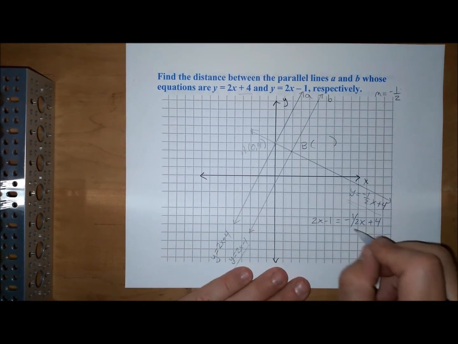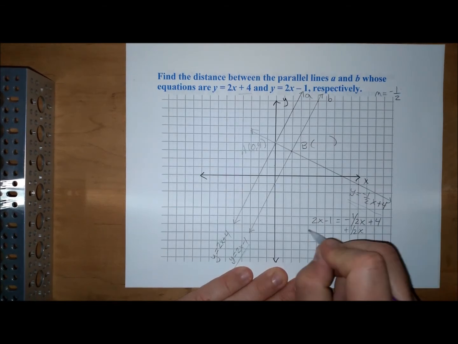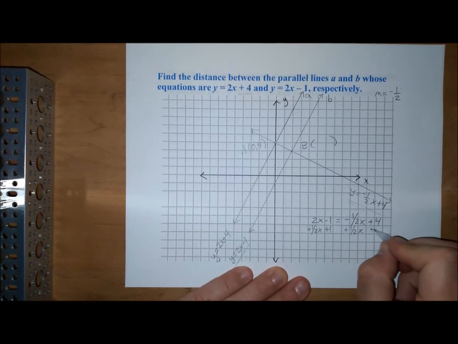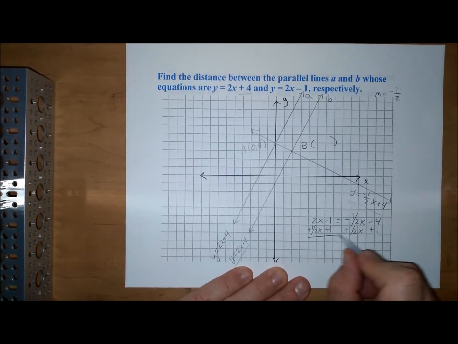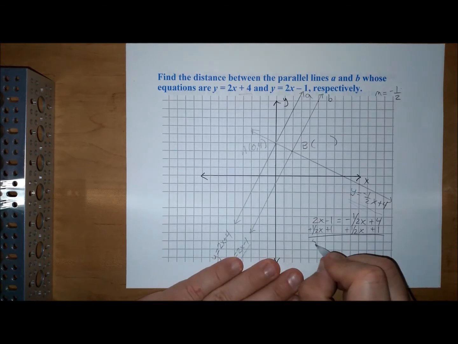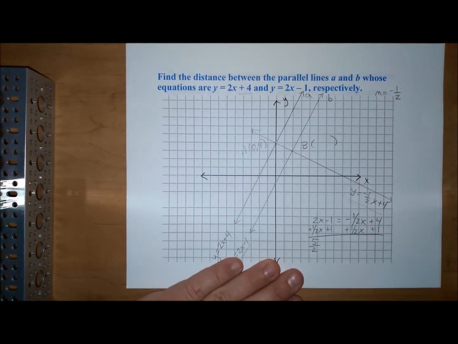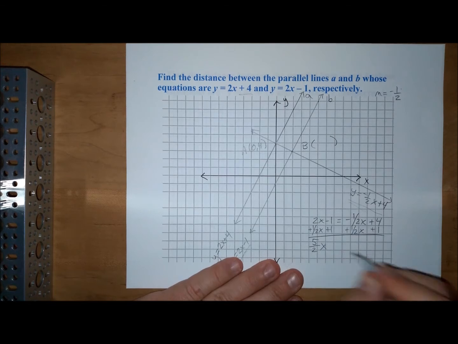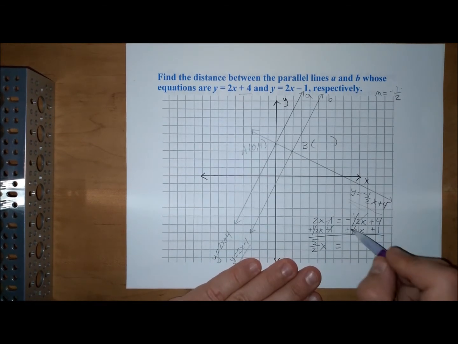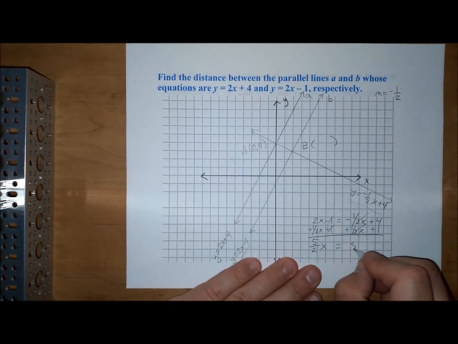Good. All right, so let's go ahead and add 1/2 x to both sides. I'll add 1 to both sides at the same time. 2x plus 1/2 x is 2.5 x, which is, of course, going to be easier to work with if we make it an improper fraction. 5/2 x equals, these guys go away, these guys go away, and 4 plus 1 is 5.